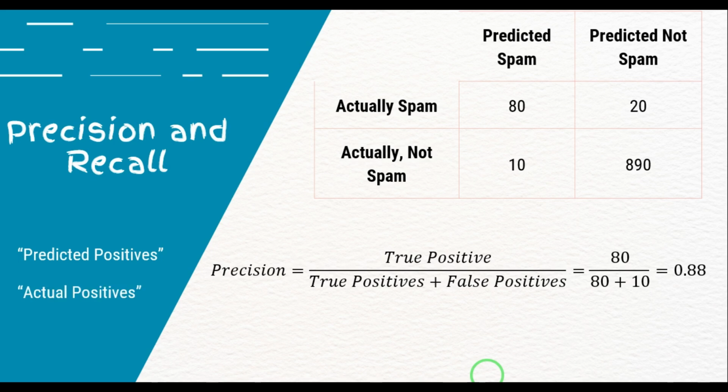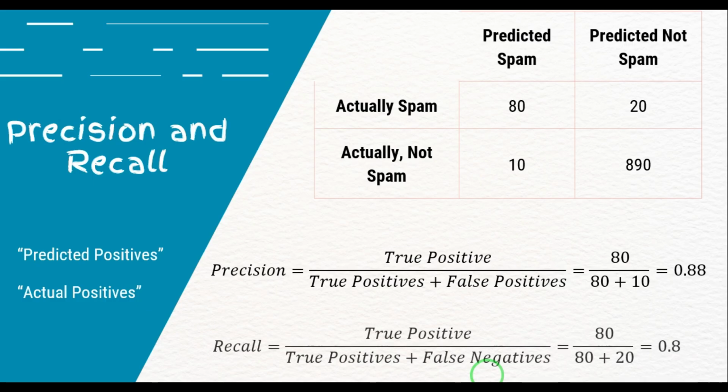And recall asks, of all the real positives, how many did I actually find? We divide true positives by true positives plus false negatives. So there is a slight but important difference between precision and recall. Precision is like a sniper that hits fewer shots, but each one is accurate. However, recall is like a shotgun that hits more targets but may also miss or hit wrong ones.